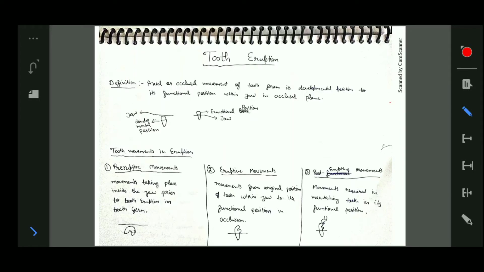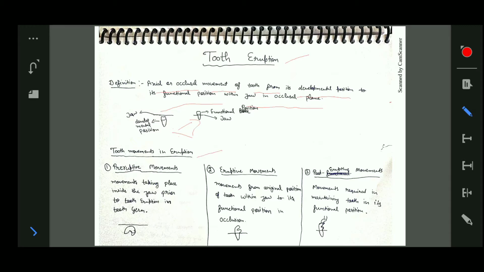So let's start with today's topic, which is tooth eruption, a very important topic from dental histology. By definition, tooth eruption is the axial or occlusal movement of the tooth from its developmental position to its functional position within the jaw in the occlusal plane. Here we can see the tooth in the developmental position, within the jaw, and it is going to erupt and come into its functional position in the oral cavity. So this is the simple definition of tooth eruption.